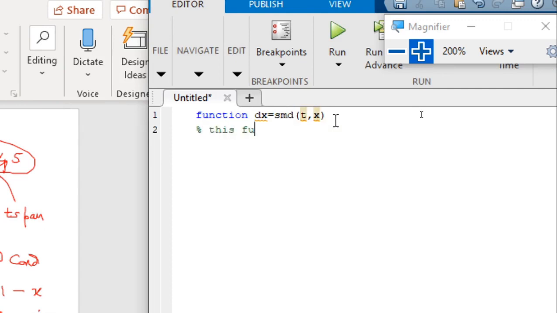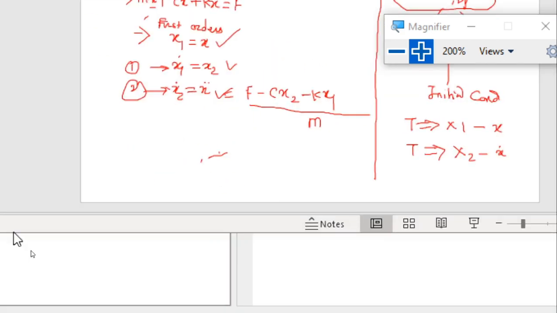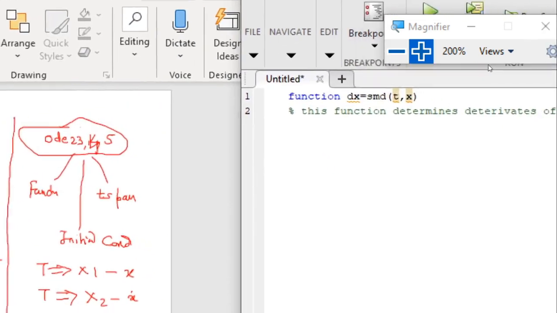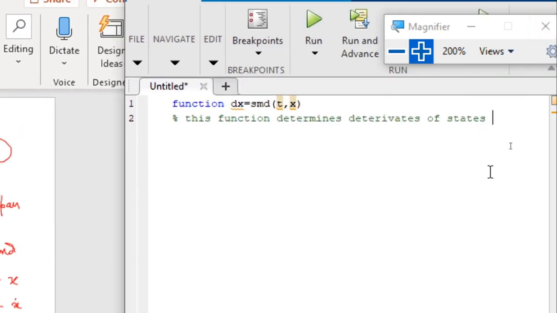This function determines derivatives of states. What is meant by states? States are nothing but, if you have an equation, it is defined in terms of states. If I look into this differential equation, x1 and x2 are two states of my system. That's what is called states. So the function determines derivatives of the states.